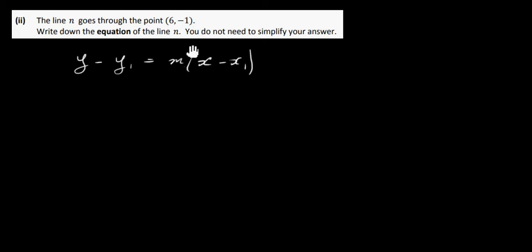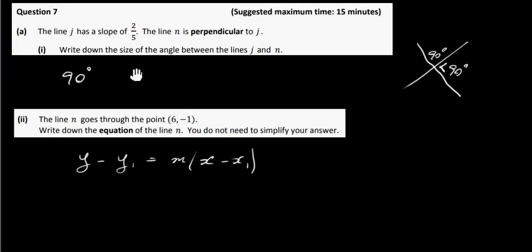So the slope of n, well, we don't have the slope of n, but we know that, let's say, this is the line j, and this is the line n here. The slope of j is 2 over 5. So the slope of a line perpendicular to j will just be, we turn it upside down, change the sign, so it'll be minus 5 over 2. So the slope of n is minus 5 over 2.